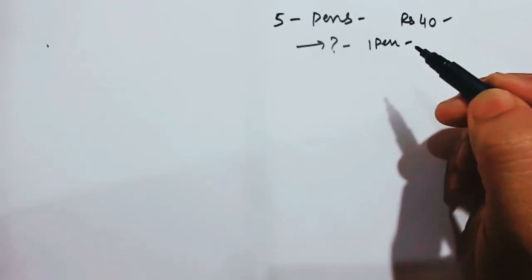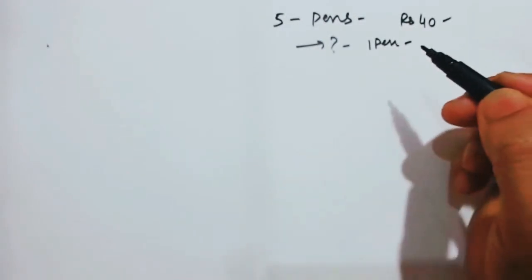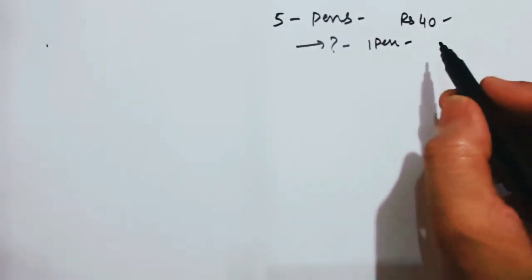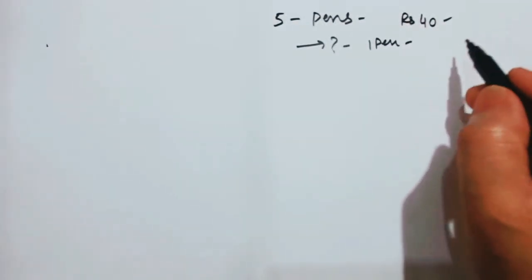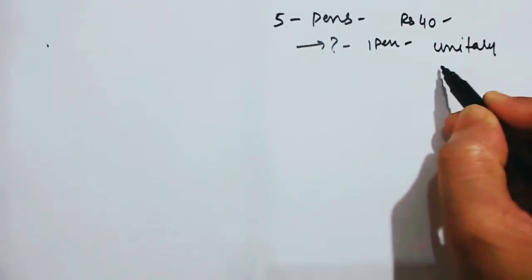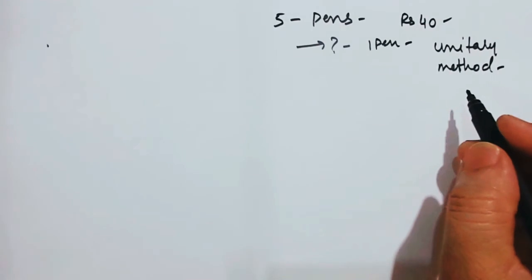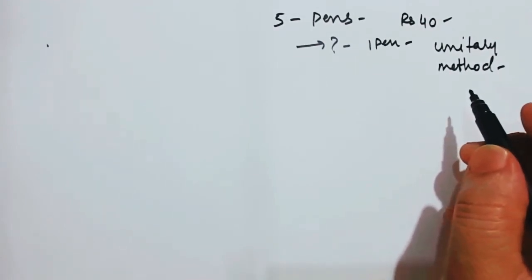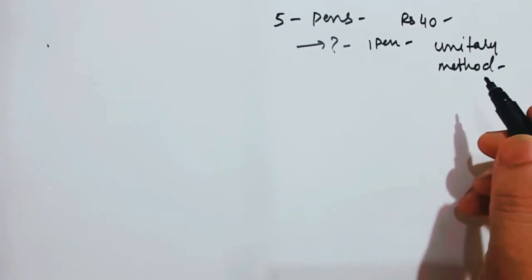And you will say, what the hell? I cannot, until and unless you tell me the price of one pen. This finding the cost of one article is called unitary method. Until and unless you know the price of one pen, I am damn sure you won't be able to find the exact value of the number of given pens.